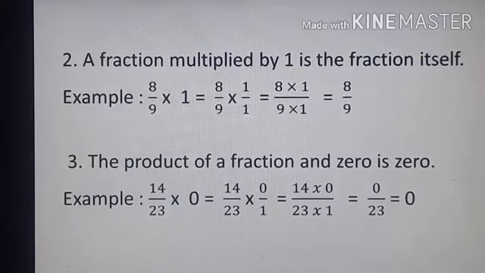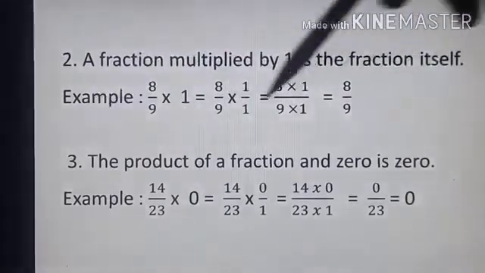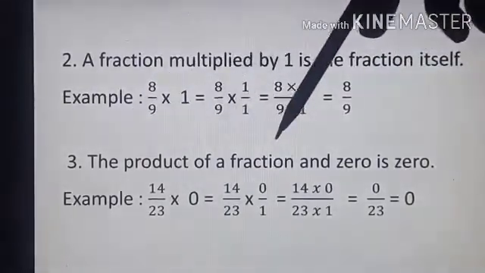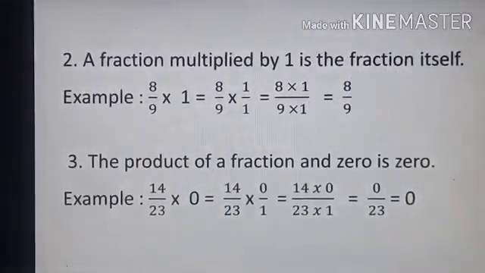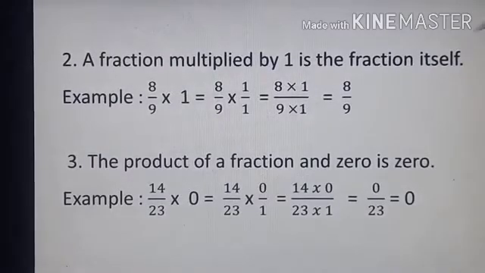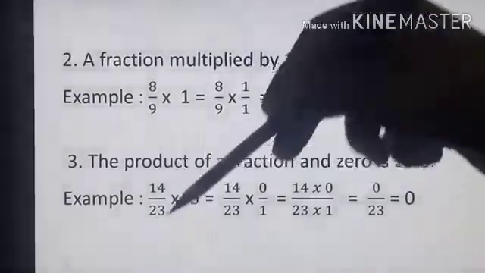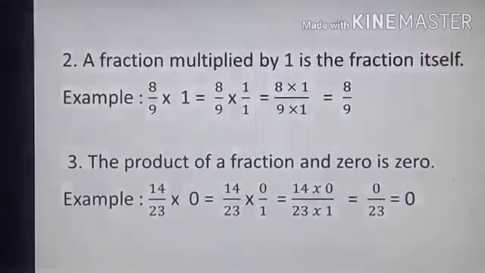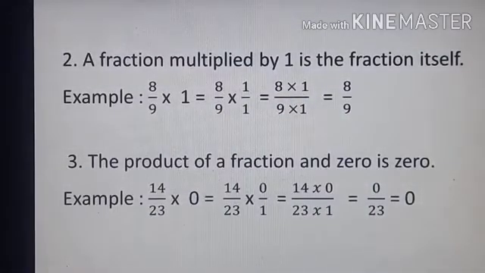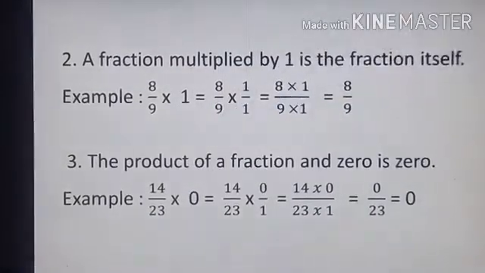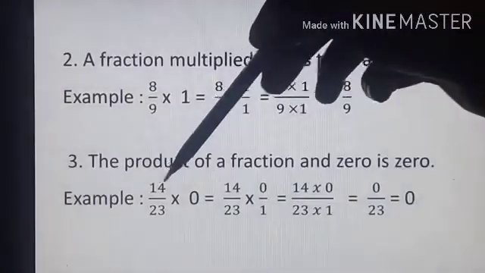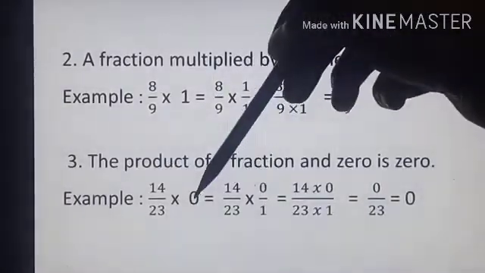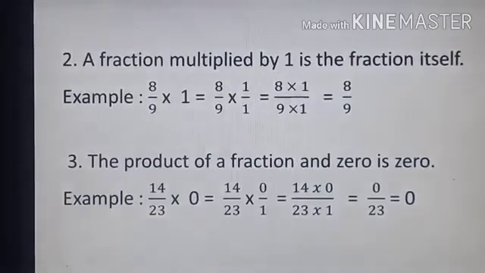Okay. Now third property. The product of a fraction and 0 is 0. Means when we are multiplying the fraction with 0, we will get always 0. See how it is there? 14 multiplied by 0. 0 can be written as 0 upon 1. Right?